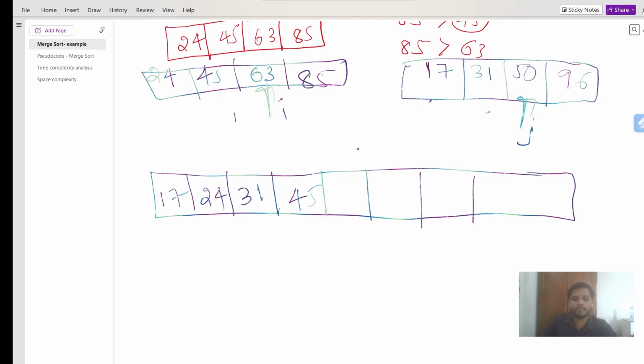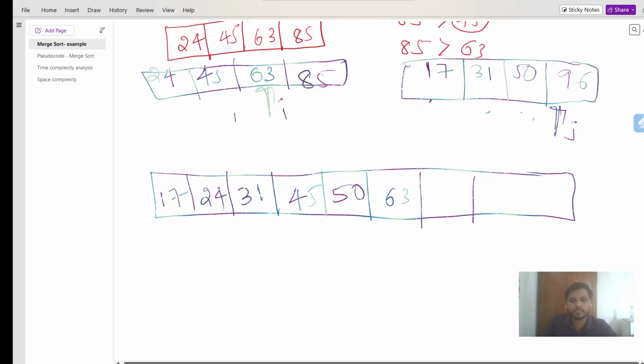Now again 63, 50, which one is smaller? 50 is smaller, so I'm going to place it here. I'm going to increment J pointer. Among 96 and 63, which one is smaller? 63 is smaller, so I'm going to increment my I pointer. Among 85 and 96, 85 is smaller, so I'm going to increment my I pointer.